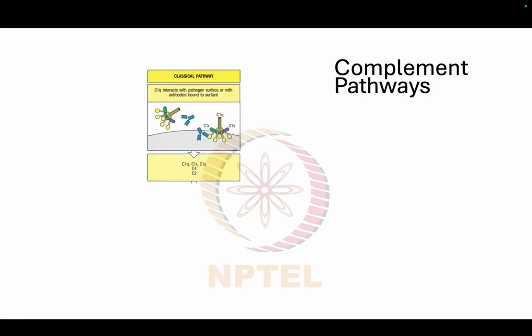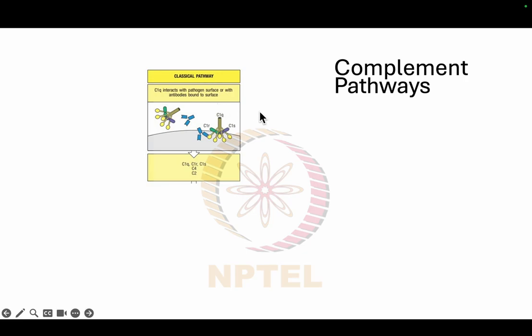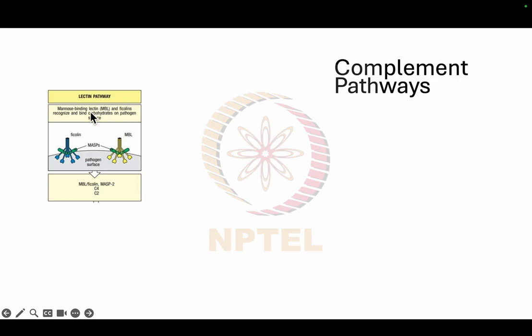One example of the alternative pathway: C3 protein undergoes spontaneous hydrolysis to C3H2O to initiate eventual deposition of C3 convertase on microbial surfaces. Classic pathway: C1q interacts with the pathogen surface or with antibodies bound to the antigen surface. Lectin pathway: mannose binding lectins and ficolins recognize and bind carbohydrates on the pathogen surface.